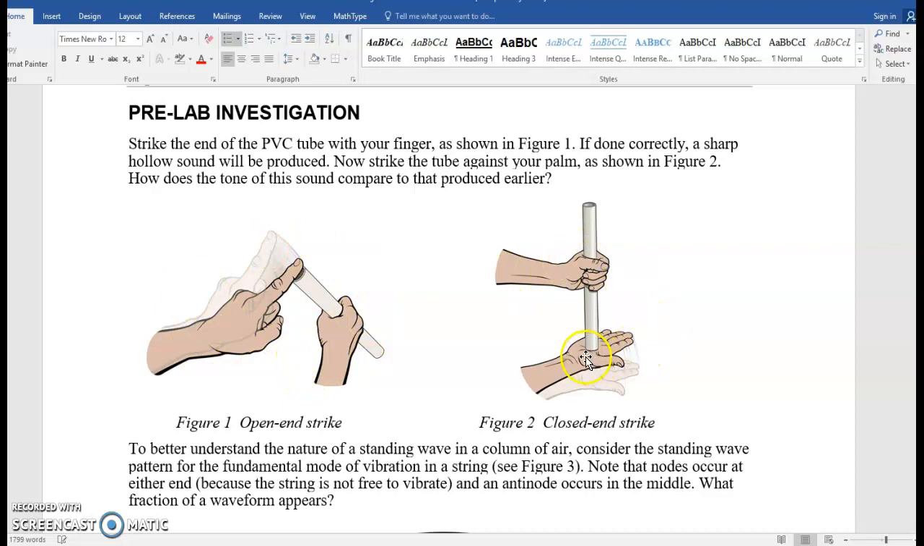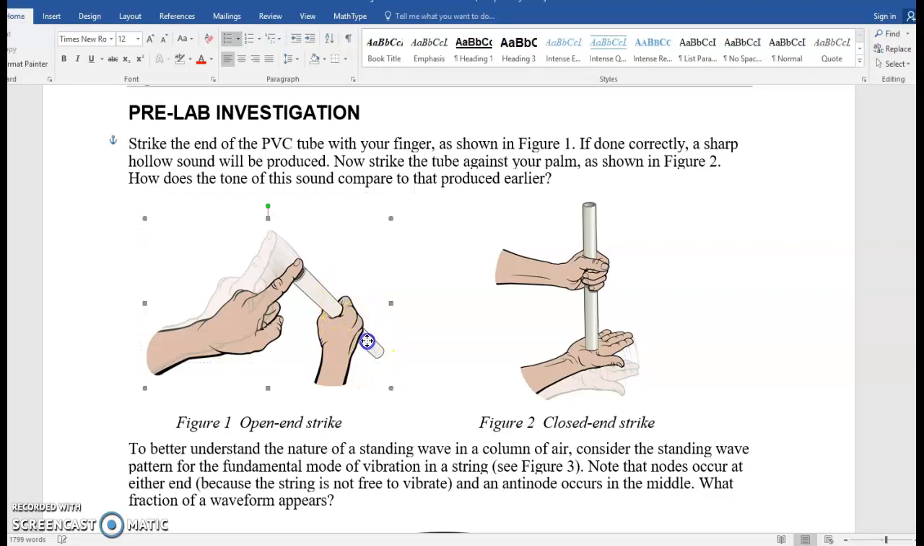And then the second thing you do is take our palm and hit the palm at the end of that, and we would create a tube closed on one end. And you might wonder, well, how would that tone of sound compare to the one that's produced earlier? Through calculations, we're going to show this, but you'd expect it to have a lower pitch.